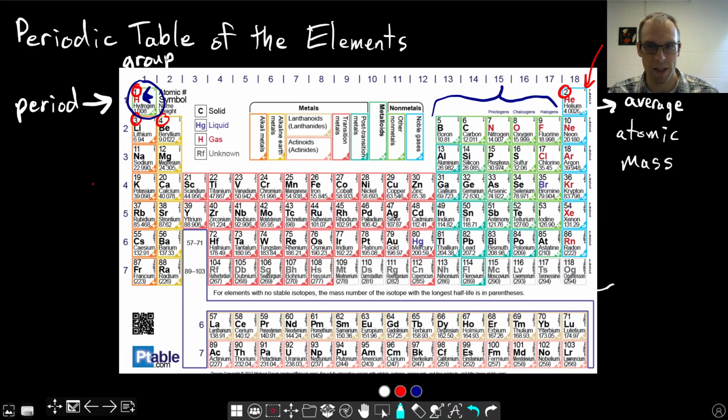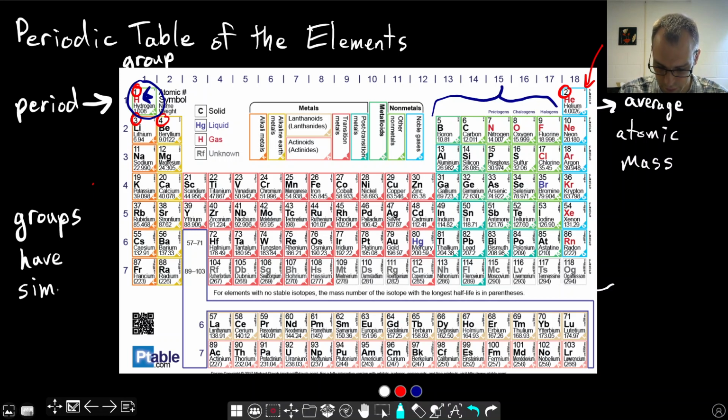Now, why do we organize it this way? Well, the groups tend to have similar chemical and physical properties. For example, with the exception of hydrogen, the first column, the first group, is known as the alkali metals, and these all are very reactive with water. They are all quite light metals, and they have very similar chemical properties in the sense that they react in very similar ways.